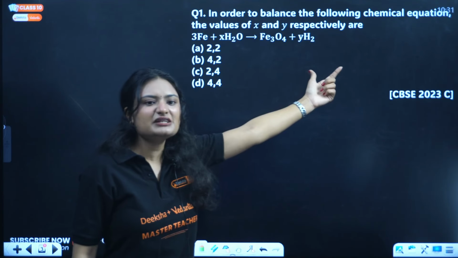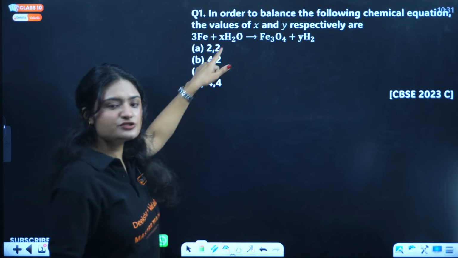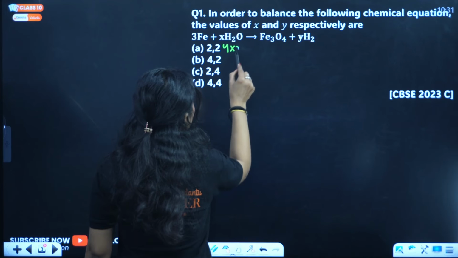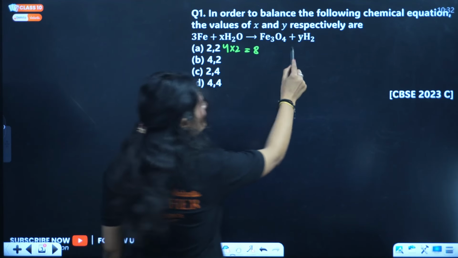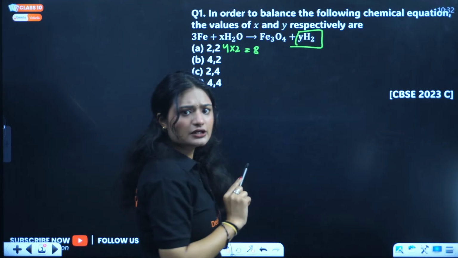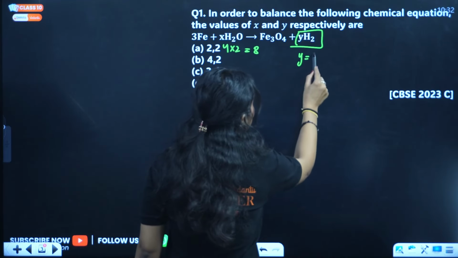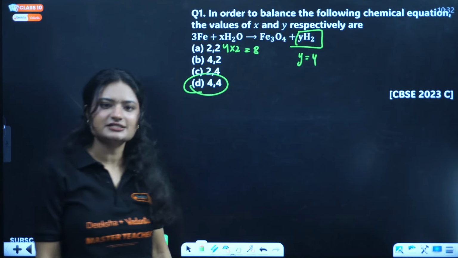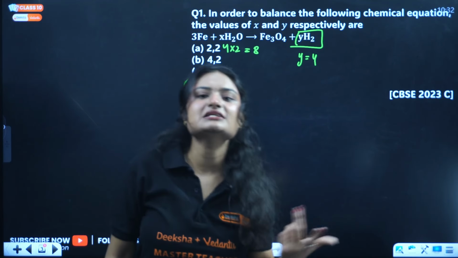And now what will be the value of Y? How many hydrogens will be there? 4 times 2 equals 8, so that means there will be 8 hydrogens. That means Y will also be equal to 4. This is your correct answer, my dear kids. That's how you approach the balancing type questions.